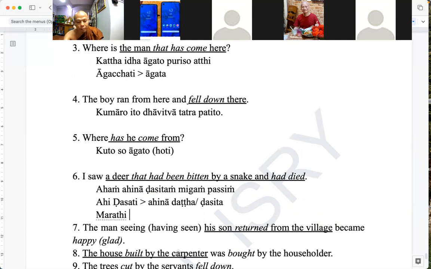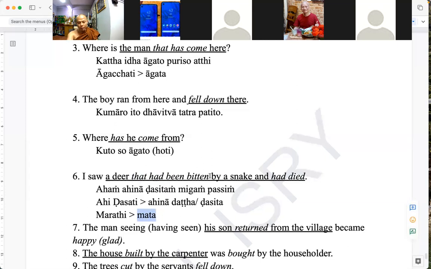Now, had died. So had died is also a past participle form of the verb marati. Marati as a past participle is mata, but we don't use marita, only mata. The other form marita also exists, but very commonly we use only mata. So that mata also modifies the deer in the sentence, exactly as should be understood. That had died. So mataṃ, that mata also modifies the migaṃ. That is why mataṃ should be in the accusative case.